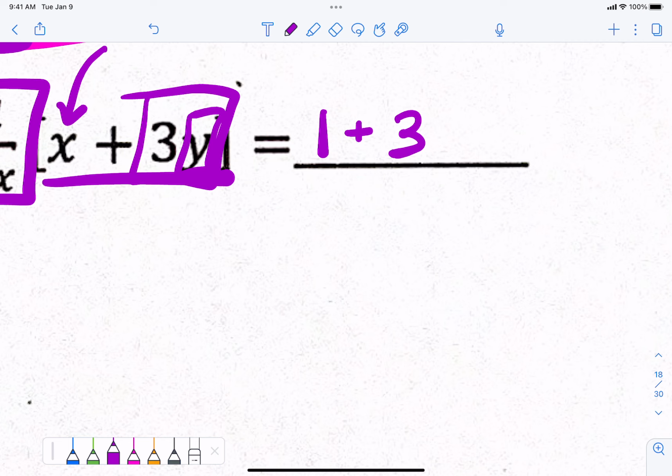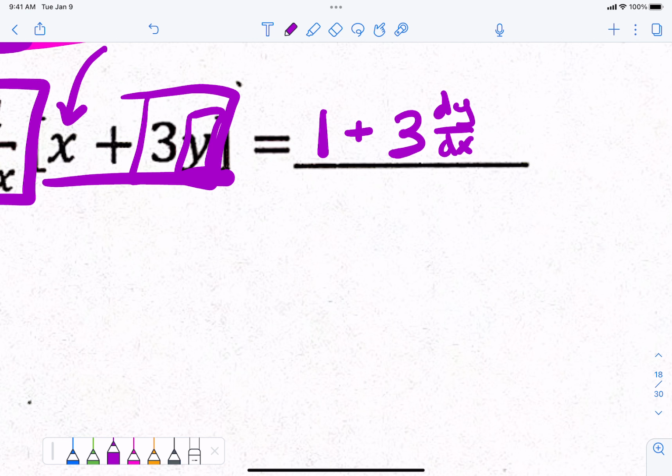What did we say the derivative of y was? What's the derivative of y? Y prime, or they call it dy dx. So when we take the derivative of y with respect to x, we have to note dy dx on the end there, because the derivative of y is y prime.